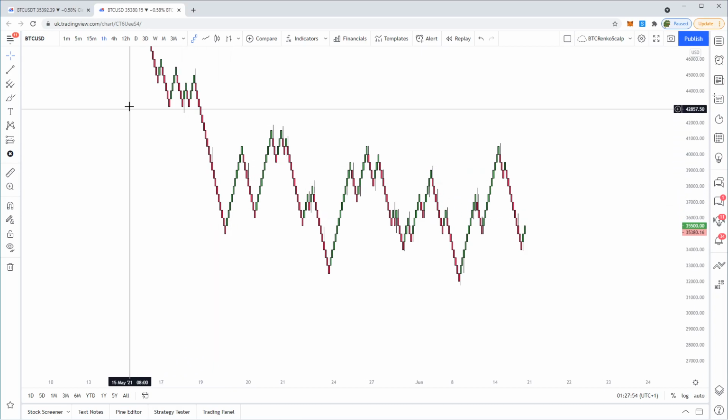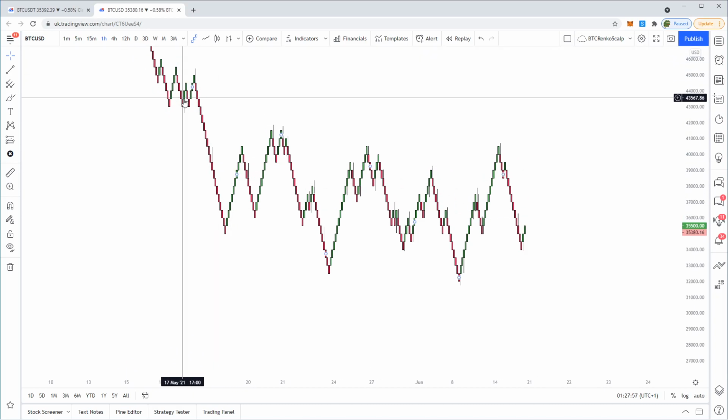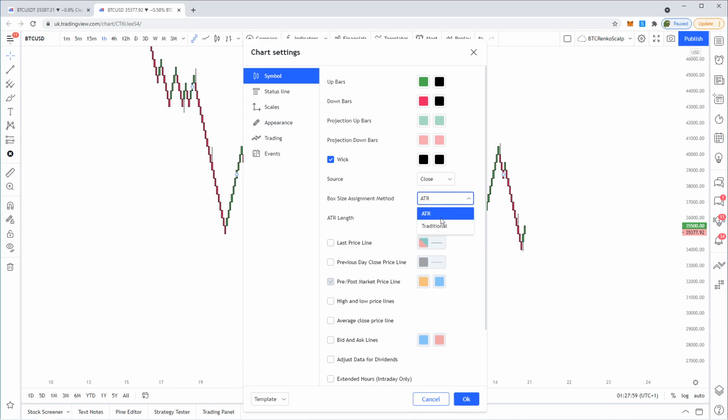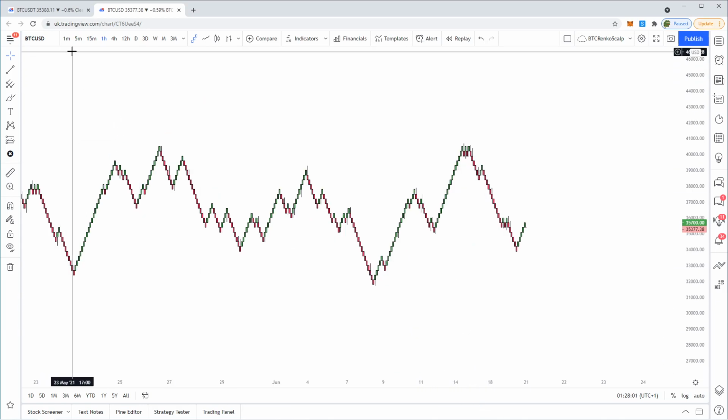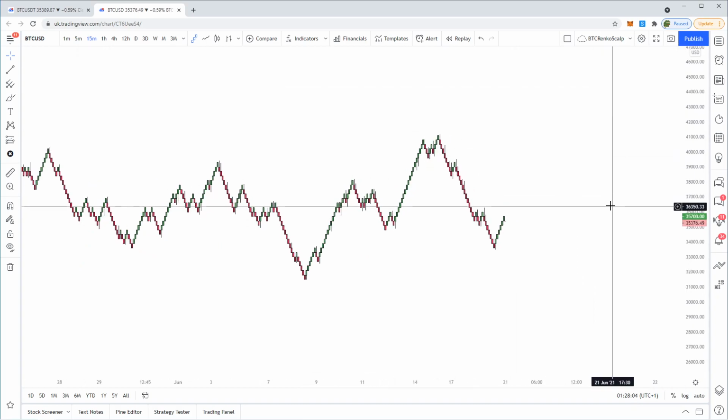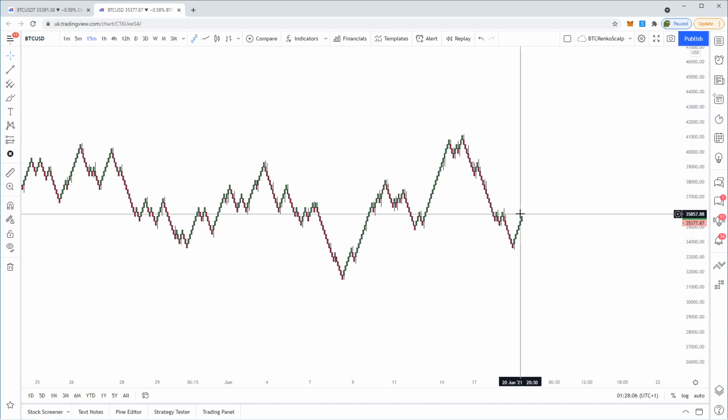What traditional does. If we change this to traditional, we'll go to 300. Is what traditional does is it says, we've got 300, remember, is our value here for traditional. And so what traditional is saying is, in order for me, TradingView, to print a brick, to paint one of these bricks onto the chart, you need to move that value of $300 within the time frame that is selected.